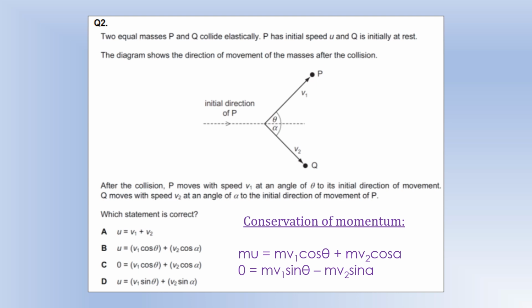We can also apply conservation of momentum in the vertical or upward direction. So P initially had no momentum in that direction, so the total momentum in that direction is 0. The component of P's momentum in that direction is mv1 sine theta. The component of Q's momentum in that direction is minus mv2 sine alpha, because it's in the opposite direction, downward. And so we've got our two expressions from conservation of momentum there. Now we can see that the first one matches up with option B.